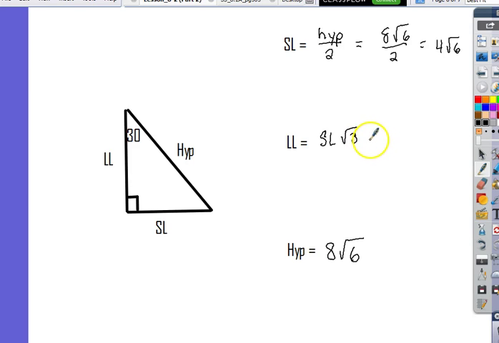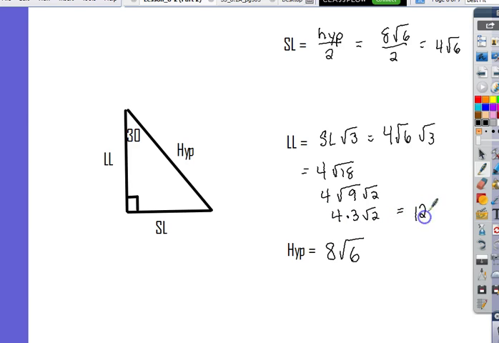So shorter leg times root 3 is equal to 4 root 6 times root 3. That's going to be 4 root 18. However, root 18 is simplifiable. Did y'all remember that you could break root 18 up into root 9, root 2? So that'd be 4 times 3, root 2. Final answer for this, 12 root 2.